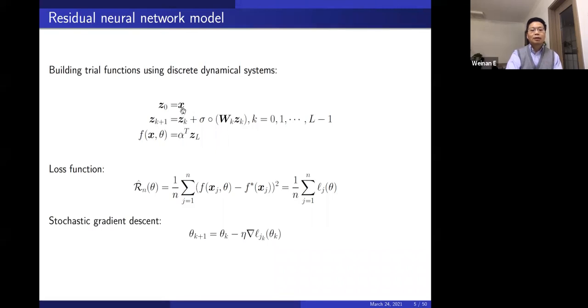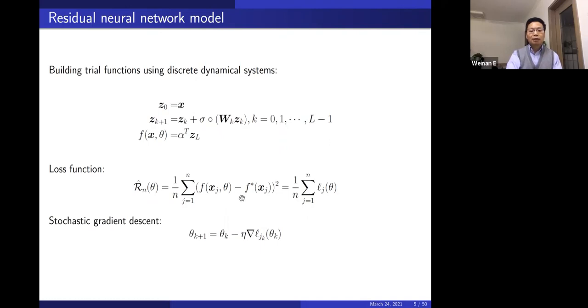We started with x. So x is our independent variable. And then we do this discrete iteration where W_k is the parameter. Well, it's a matrix really, but it's the parameter at the k-th step. And then at the last step, we take a vector and contract Z_L, which is also a vector, and form a scalar function. So we're going to use these kinds of functions as the functions in the hypothesis space. So in this case, the W_k's and alpha are the parameters to be optimized.